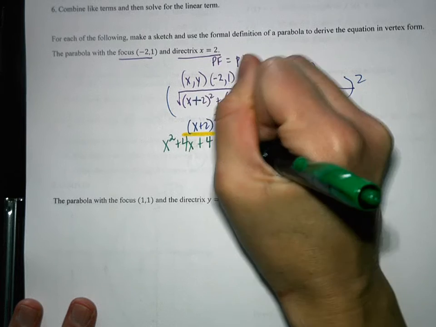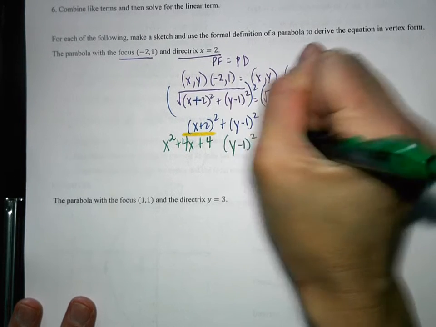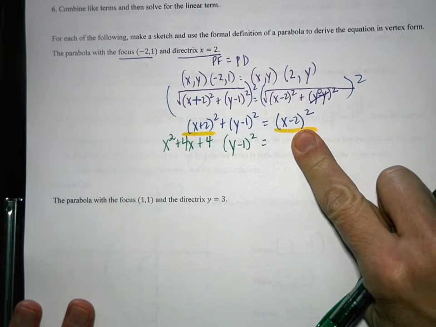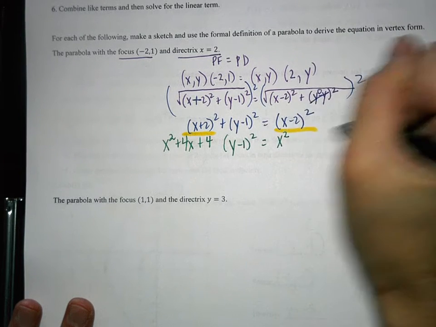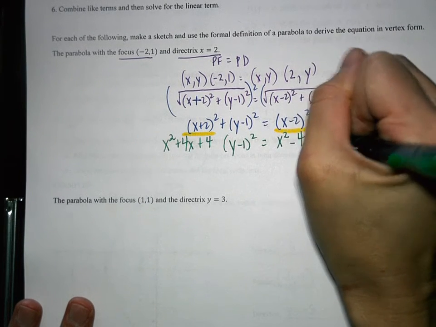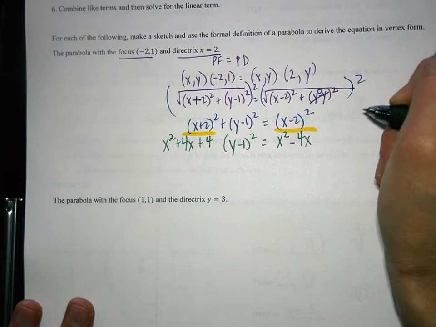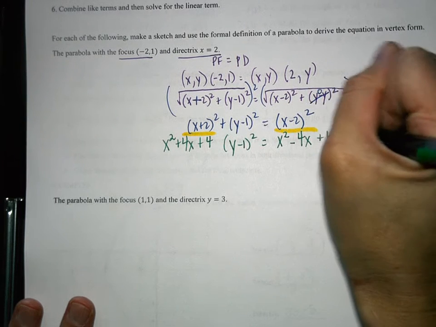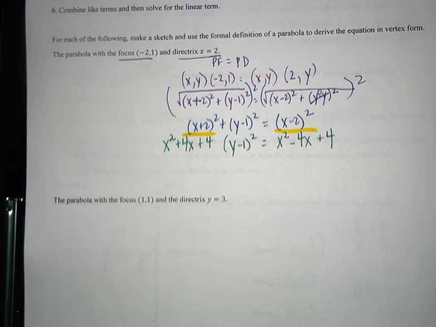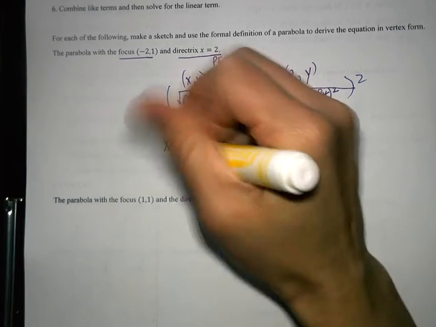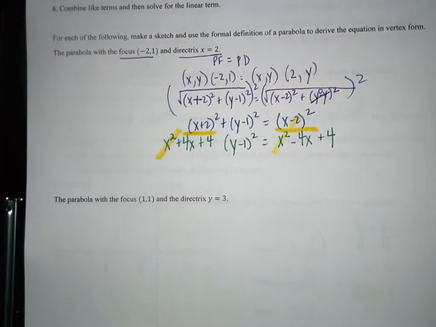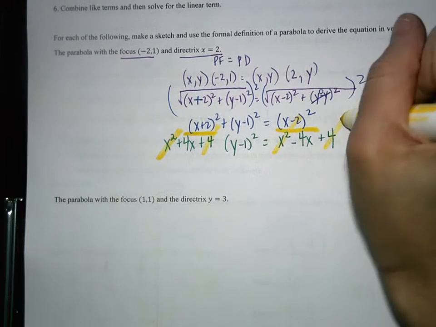We're going to keep the y minus 1 squared, and then we're going to multiply this one out, and we know x times x is x squared. Negative 2 and negative 2 adds to be negative 4x, and negative 2 times negative 2 makes a positive 4. So looking at our like terms, we can eliminate our x squareds, and we can also eliminate our 4s.